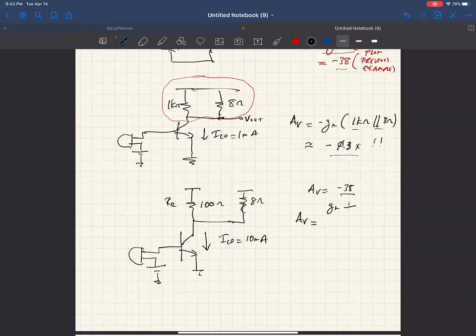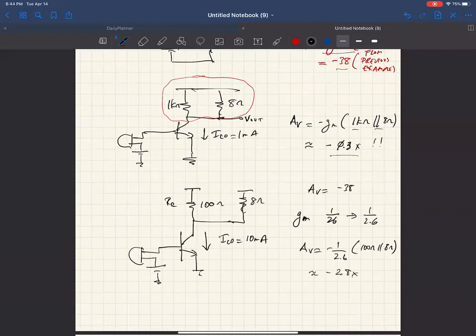And with the speaker, because we have increased the GM, GM went from 1 over 26 to 1 over 2.6, increased by a factor of 10 because our current went up by a factor of 10. So the gain with the speaker ends up being 1 over 2.6, 100 ohm parallel with the 8 ohm, which is more like minus 2.8.